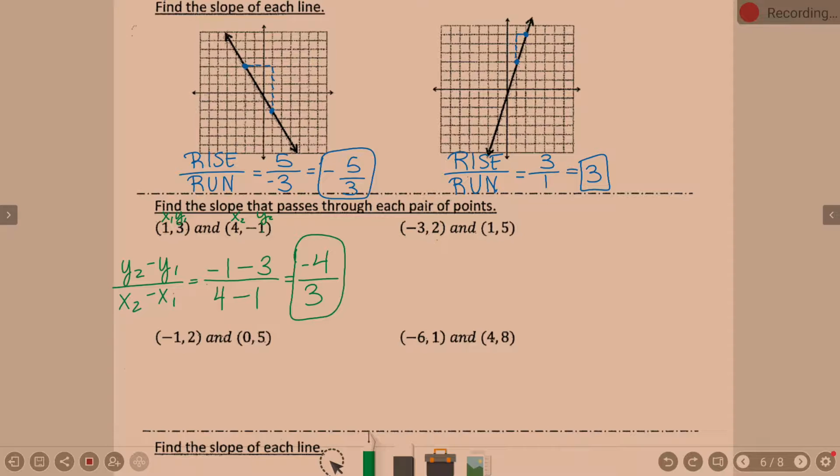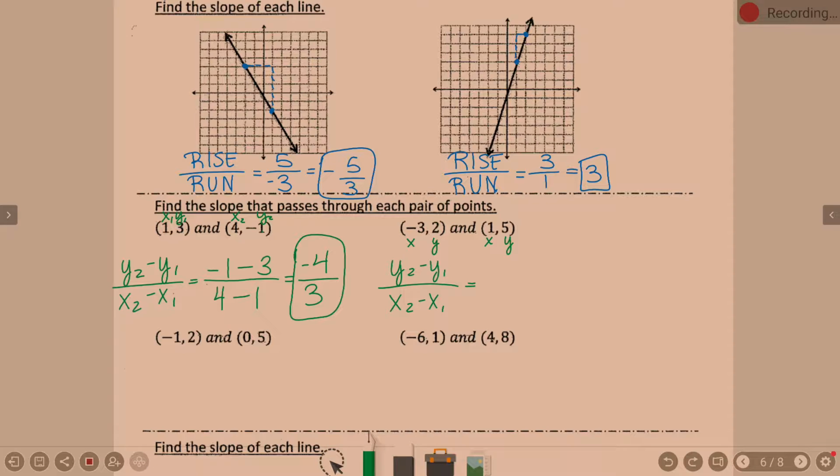Next, negative 3, 2, and 1, 5. I don't know if it helps or not, but here's my suggestion: go in and label x, y, x, y. I recommend that because it's so easy to get these backwards. Then we're going to do y2 minus y1 over x2 minus x1.